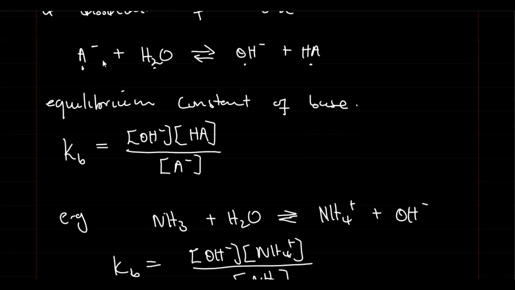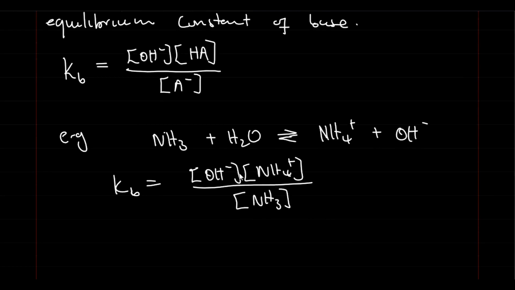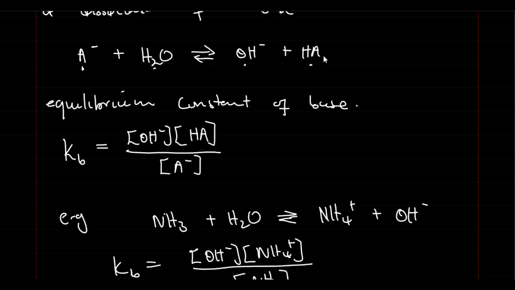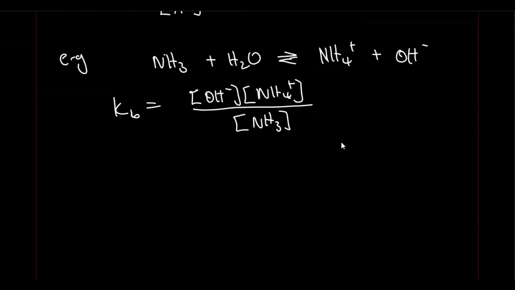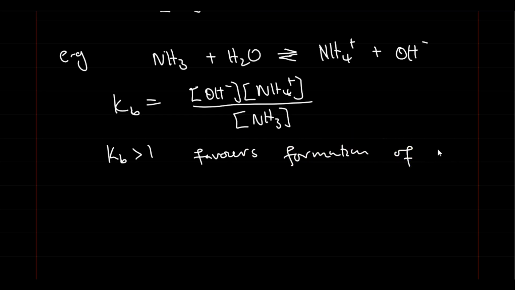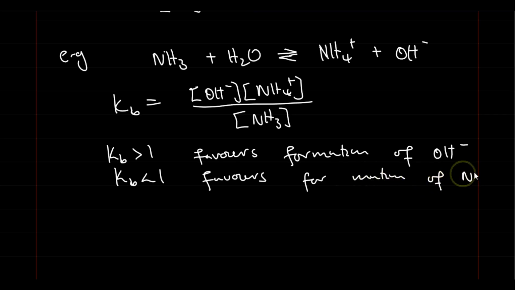Okay, so check this. Here this NH3 is this base A minus, and OH minus is this one, and then NH4 plus is this HA, is the acid, is the conjugate acid in this manner. Okay, so now also Kb when it is greater than one, favors formation of OH minus, right? Then Kb less than 1 favors formation of what? Of the reverse, which is the NH3.